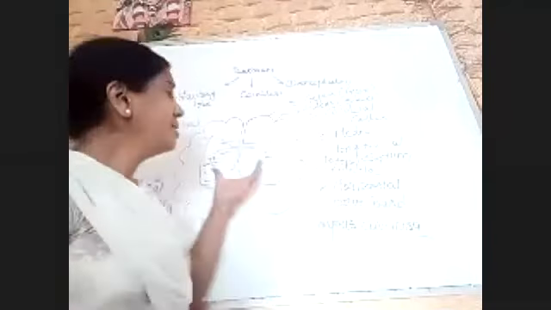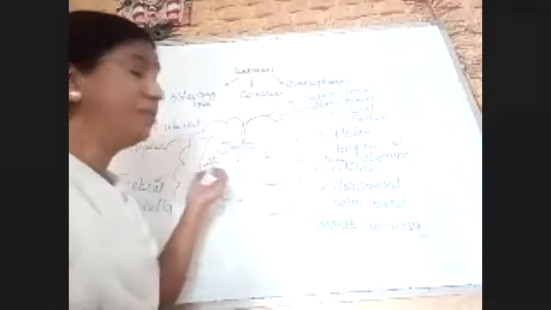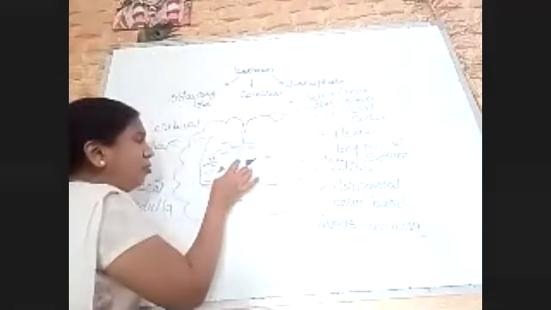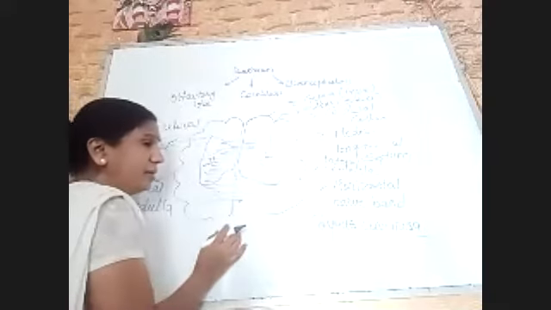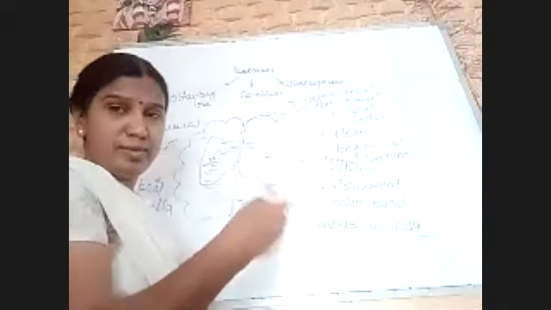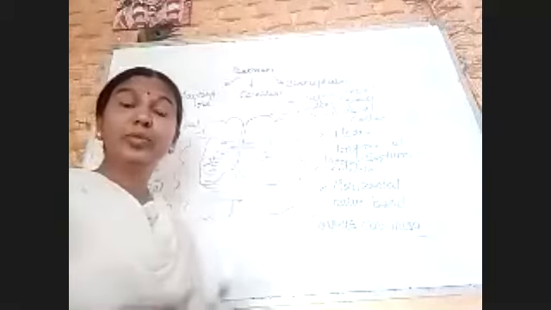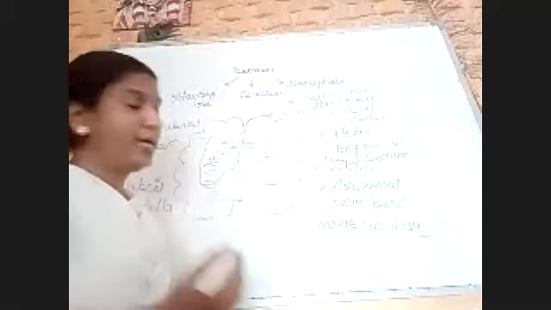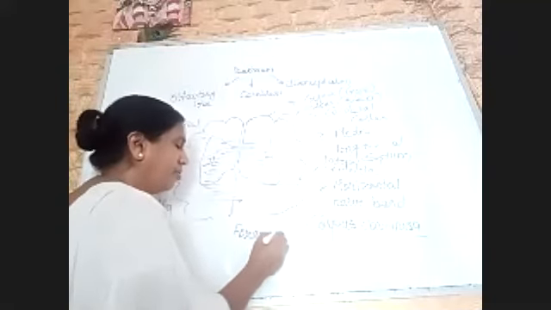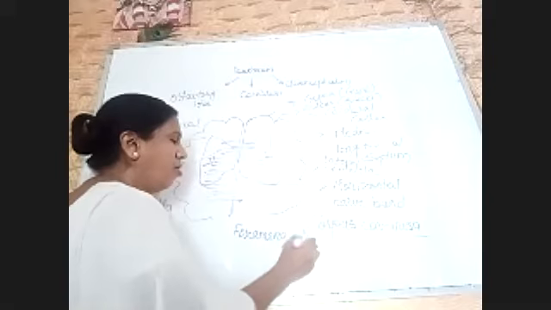Okay? These lateral ventricles will secrete cerebrospinal fluid, and they will open into the third ventricle. The third ventricle we will see after some time. So they will open into the third ventricle. That opening is called the foramen of Monro.